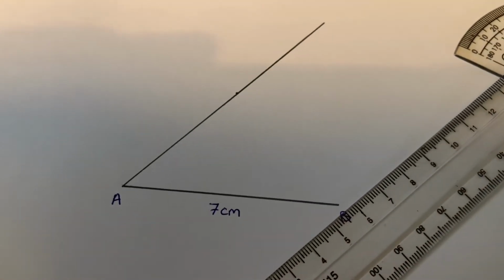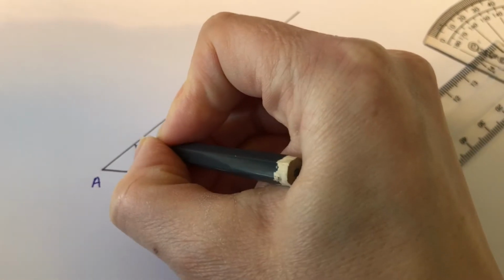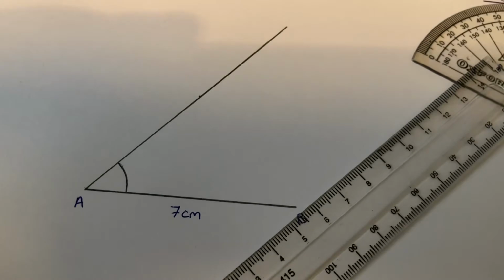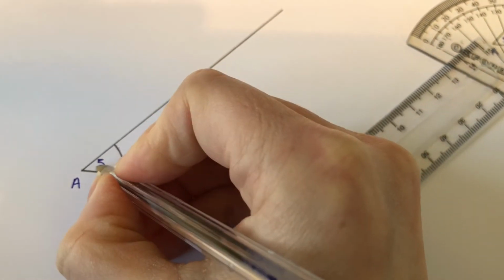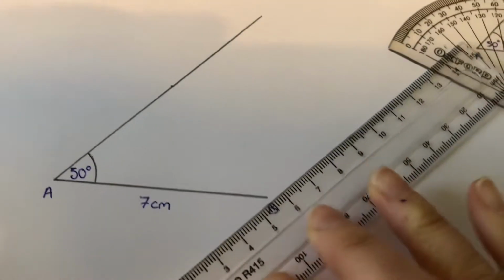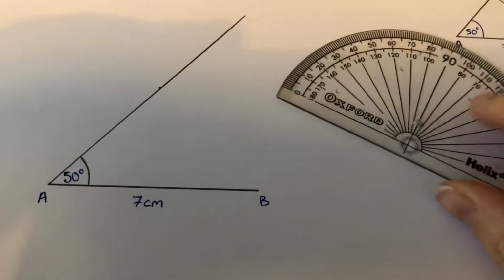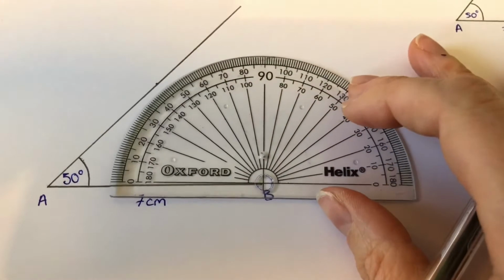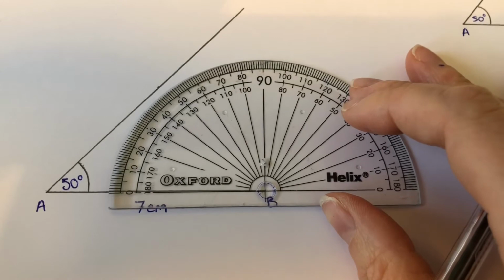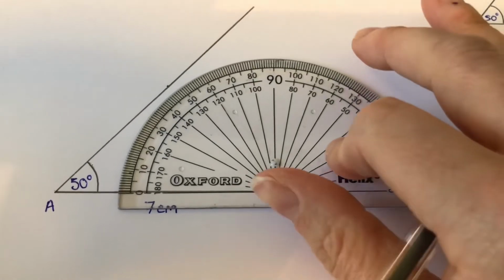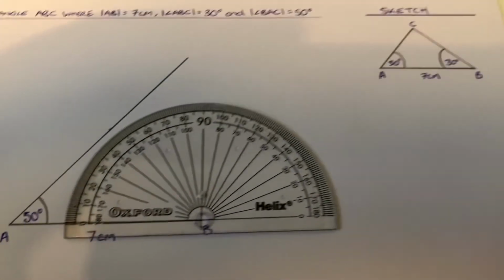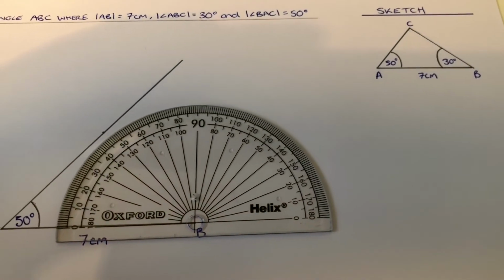Now, again, like always, we must make sure that we label all the information that was given in the question. So I'm going to write my 50 degrees. And now we're going to do the exact same process, but for the angle that sits at B. So again, the centre mark and the baseline need to be lined up. And this time we want 30 degrees.